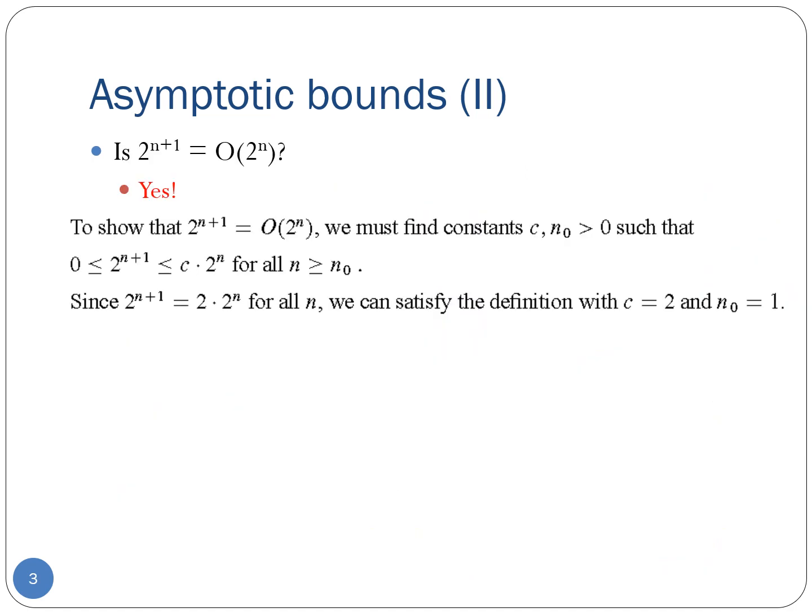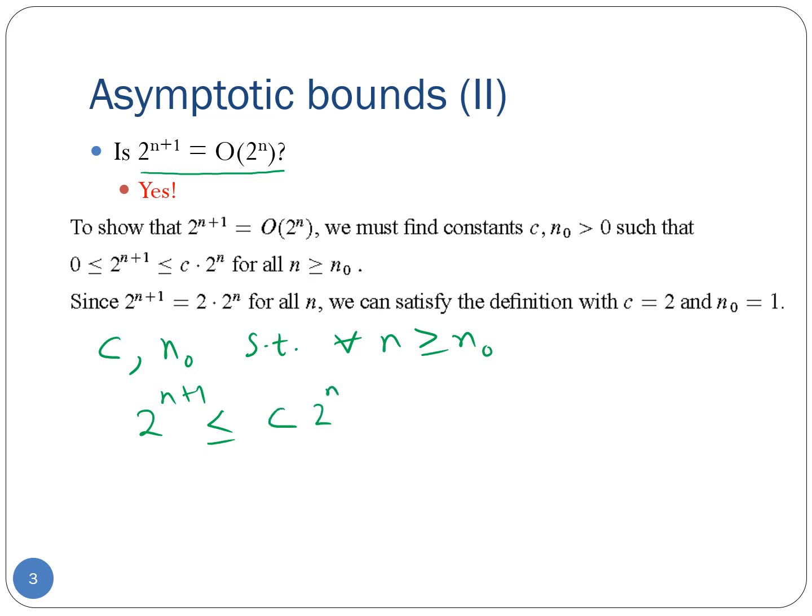The second question asks whether 2 to the power n plus 1 is equal to big O of 2 to the power n. Once again, from the basic definition of big O, we need to find a constant c and a value n0 such that for all values of n greater than or equal to n0, 2 to the power n plus 1 is smaller than or equal to c times 2 to the power n.